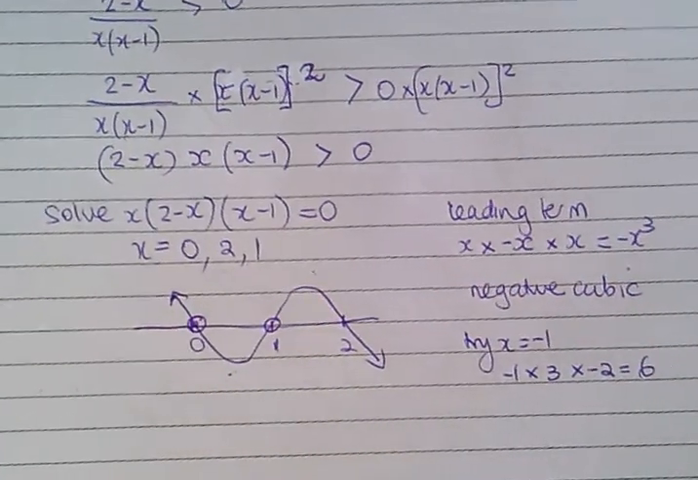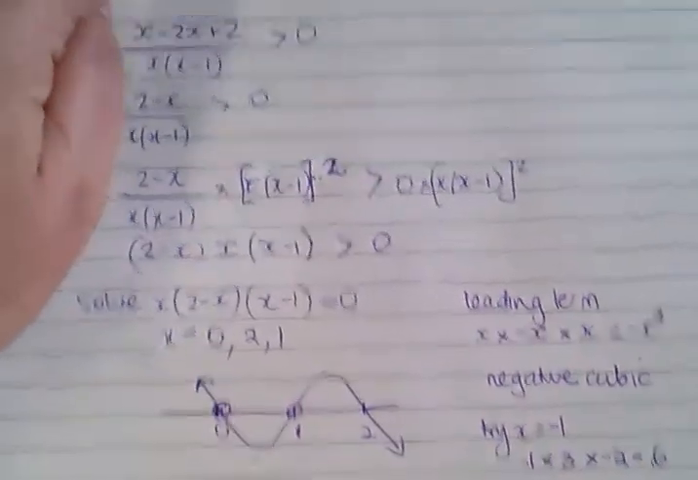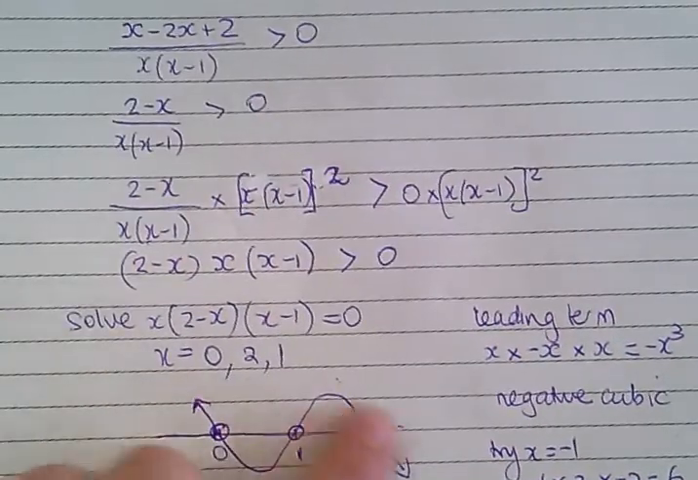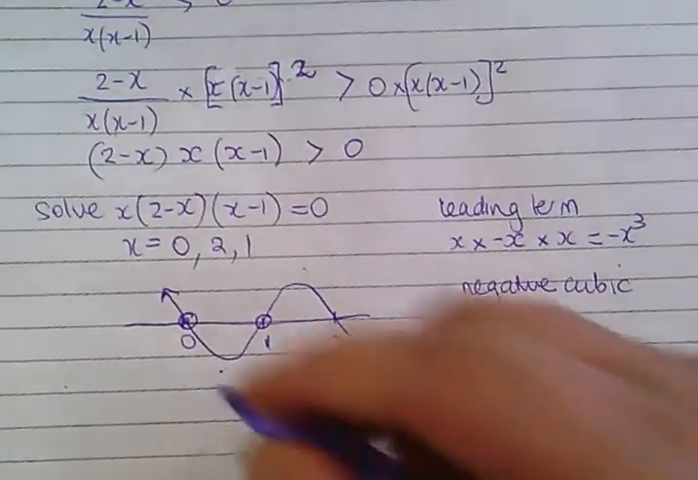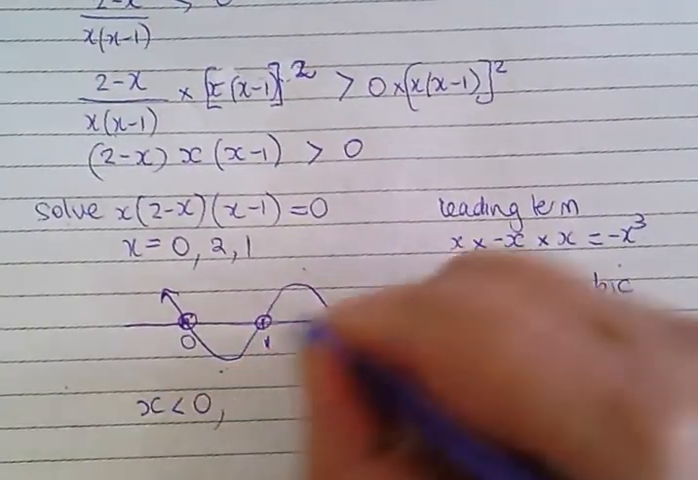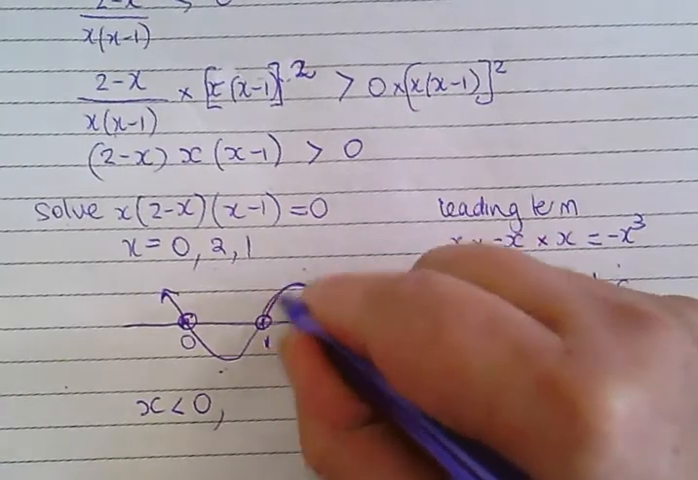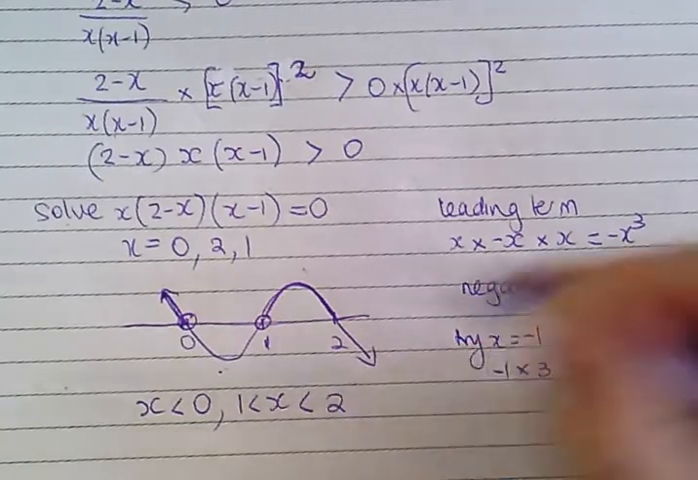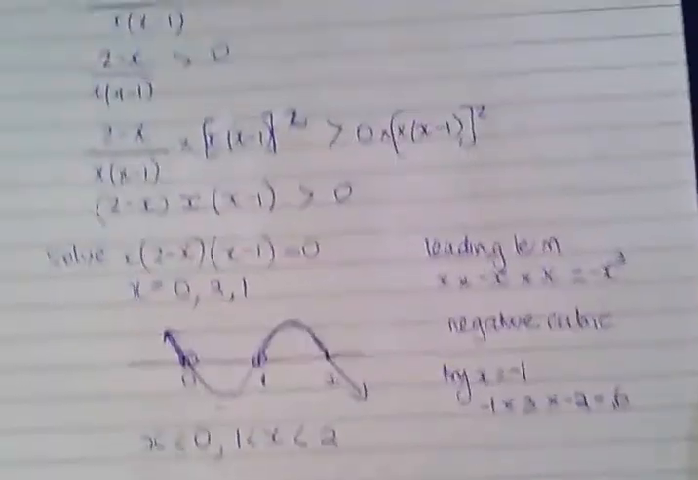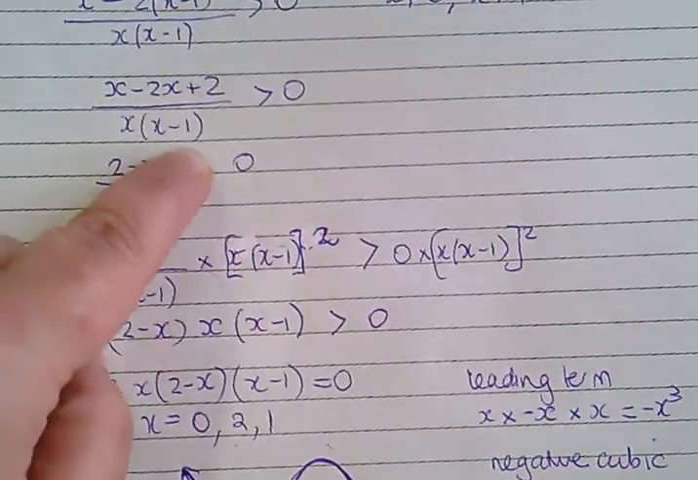Okay, let's solve our question. This is a greater than 0, 1. Greater than 0. Where is it? Above the line. Less than 0. X is less than 0 and x is between 1 and 2. Do I put any equal to's? No, because there's none in the question.